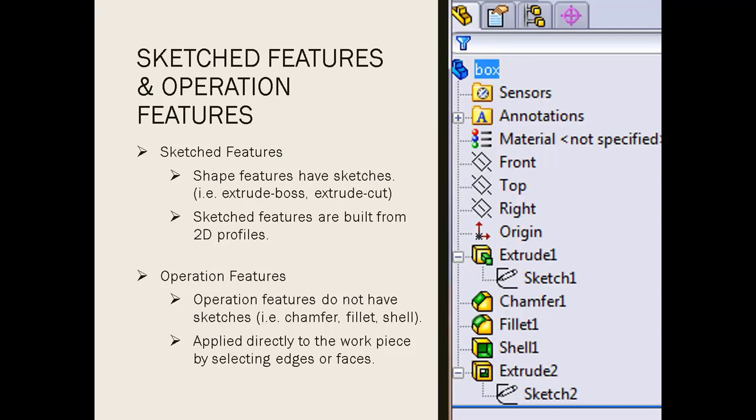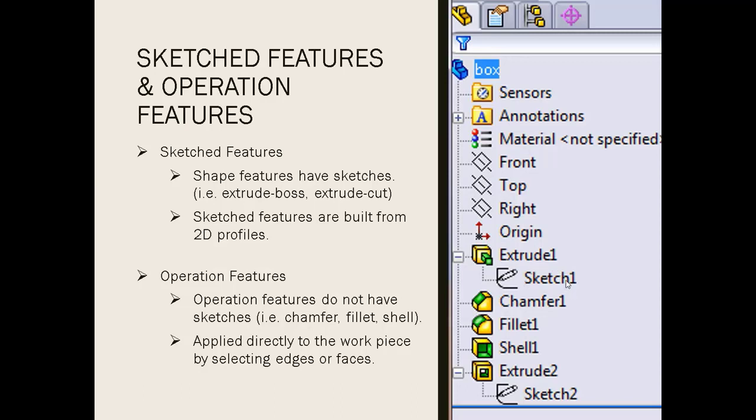Your sketch features are going to be your shape features. They have sketches to create them. So your extruded boss, extruded cuts, they have to have that base sketch. Your sketch features are built from 2D profiles. So if we have a box, your 2D profile is the square or the rectangle sketch. Then you've extruded it. You can cut out a triangle or a square from that box as well. So those are your sketch features. They're listed here on our feature tree manager. Extrude one, built from a sketch.